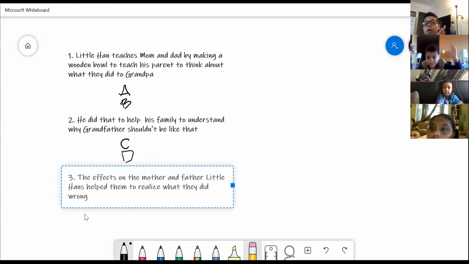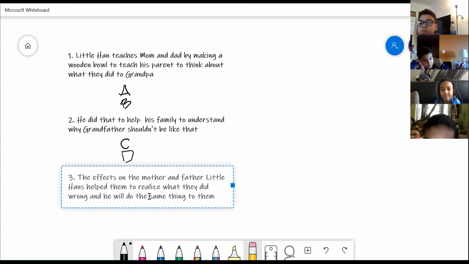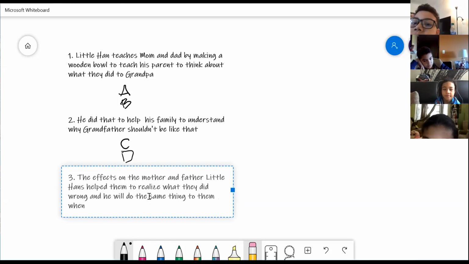Can she say it one more time? Yep, I'm unmuting her. Go ahead, Milan. I said that the mother and father realized that they've been treating him the wrong way because little Hans is going to do the same thing to them when they are older, just like grandfather. Excellent. Awesome. Nice job.